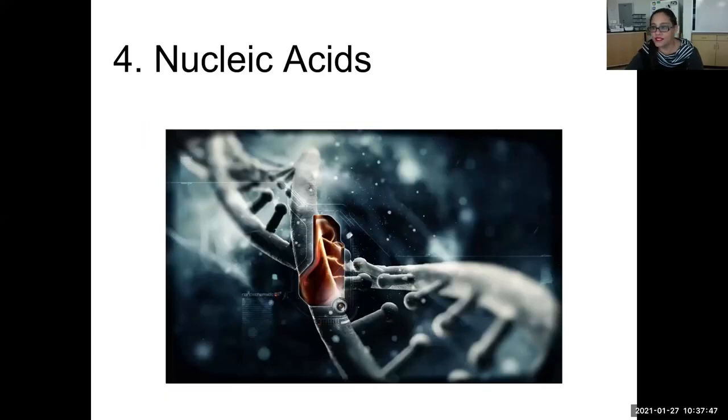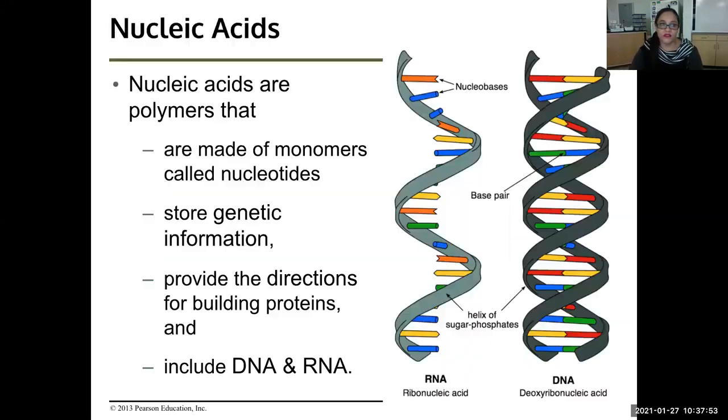And the nucleic acids are our last one. This one will be short. Like I said, we have a whole chapter dedicated to nucleic acids later. So for now, nucleic acids are polymers that are made of monomers called nucleotides. They store genetic information. They provide the directions for building proteins. We know how important proteins are now. And they include DNA and RNA.